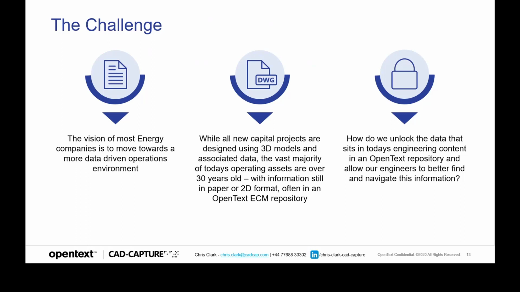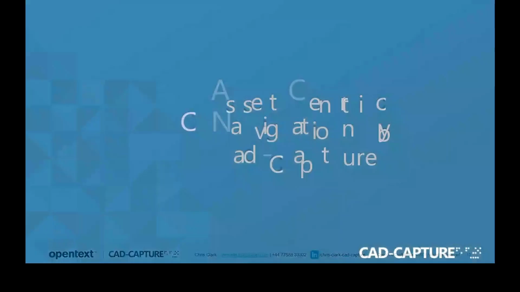So the question we're looking at today is, how do we unlock the data that sits in today's engineering content? Things like P&IDs, possibly in an OpenText repository, and allow engineers to better find and navigate this information and start to achieve the benefits that I've just described. All right, Chris, back to you.